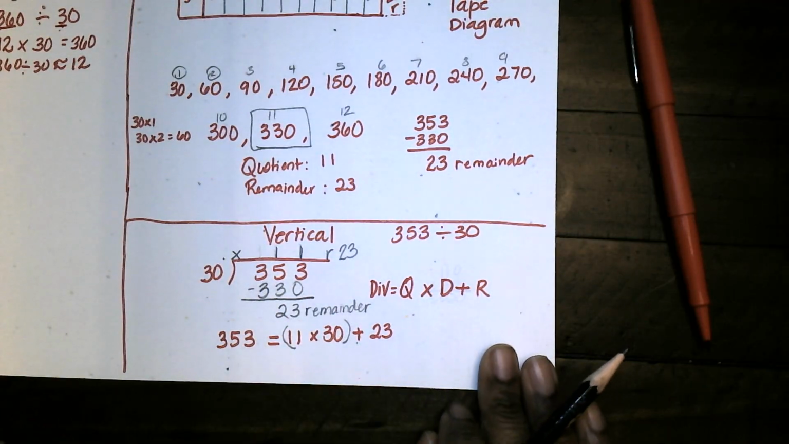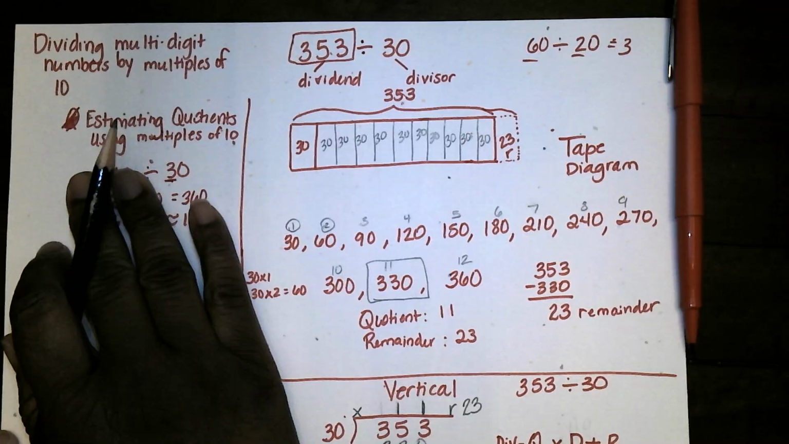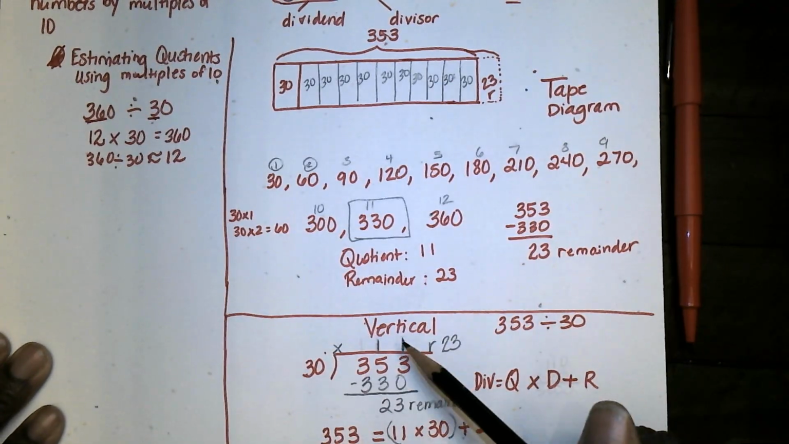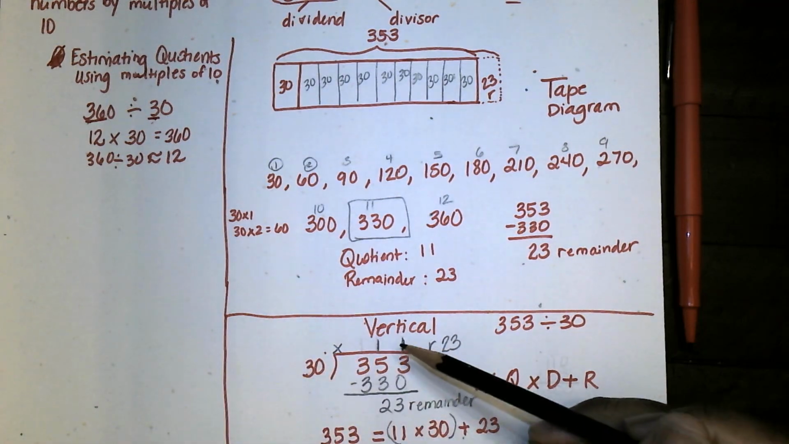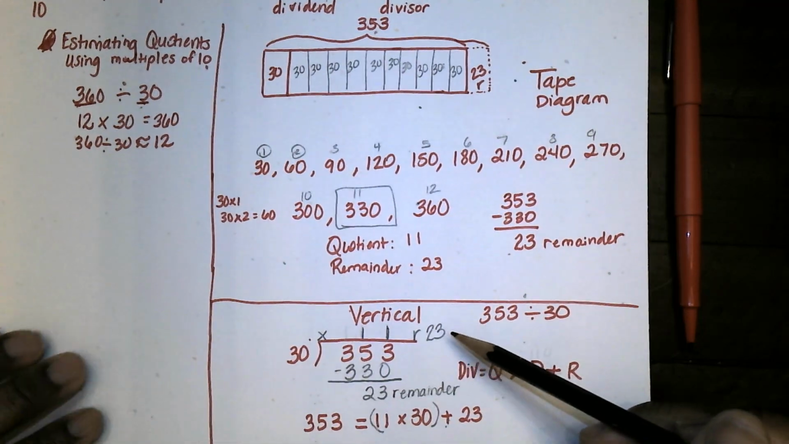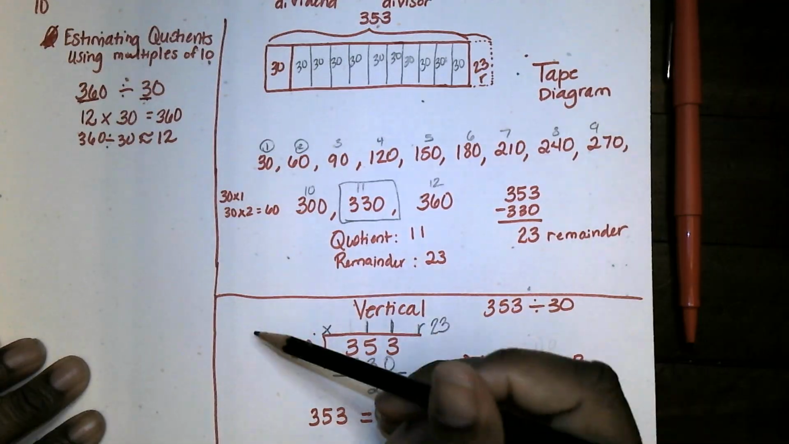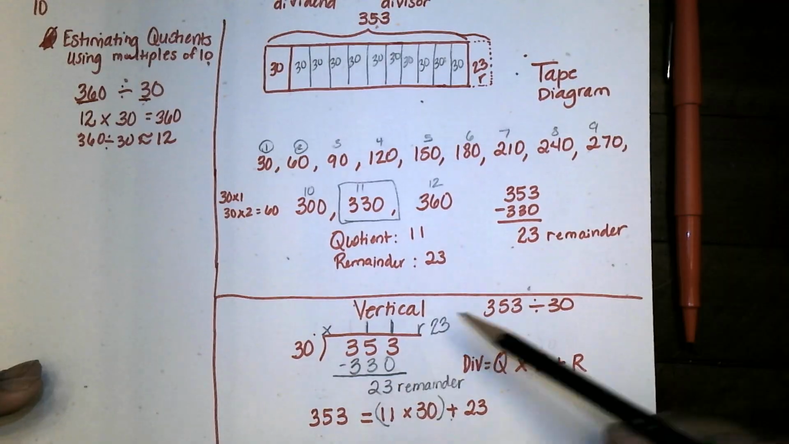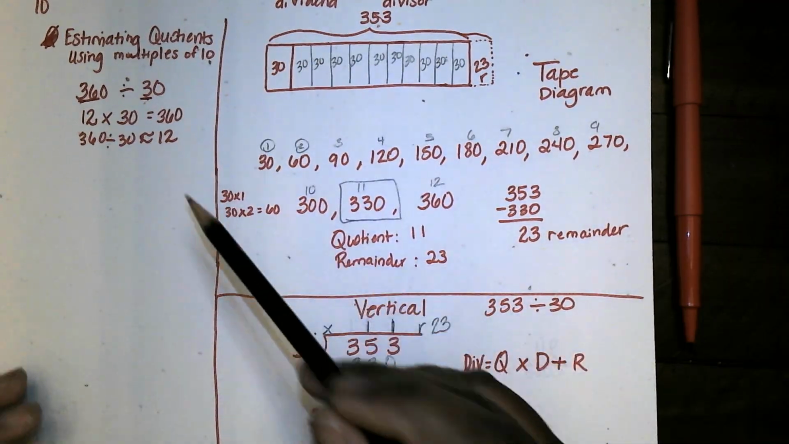They would do this part first and then add anything that's remaining behind in order to get right back to their dividend. So the estimating quotient gives them an opportunity to see if they're in the right ballpark, and we can see that we were, even though it wasn't 11, we had 11, remainder 23, and we're very close to getting another set of 30. So it's almost or approximately 12. That shows us we're in the right ballpark.